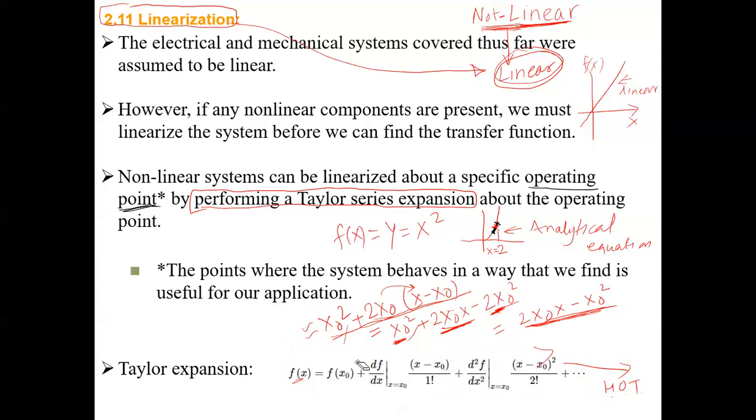Now, what I'm asking here is, remember you found this guy right here? Where did you calculate this guy? x equals where? 2, right? You found this at x equals 2. Okay? It means this is the function that you linearized at x equals 2. Okay, does it make sense?